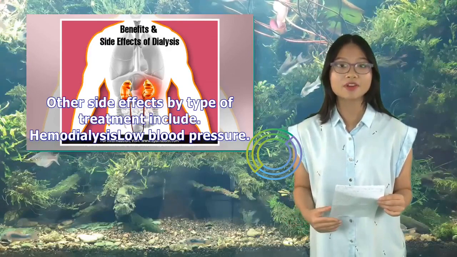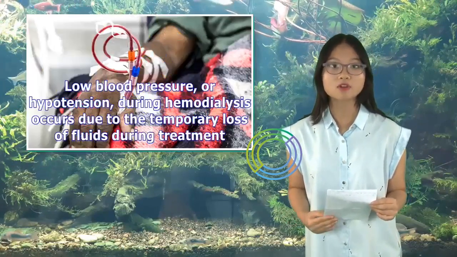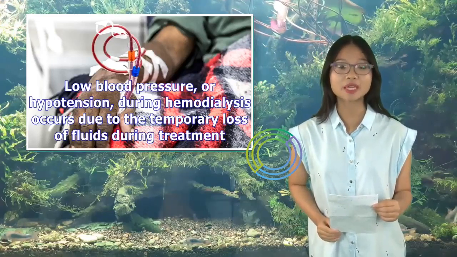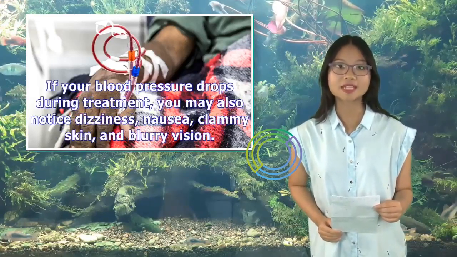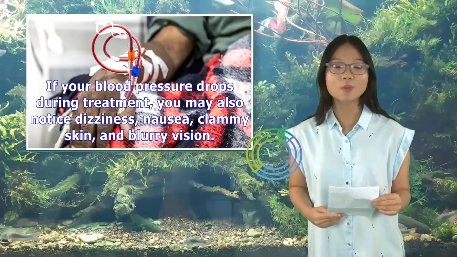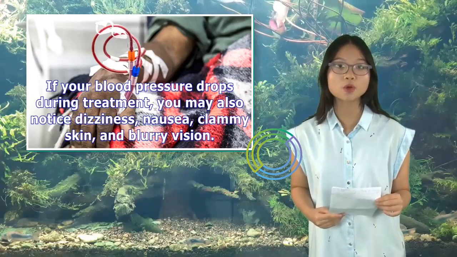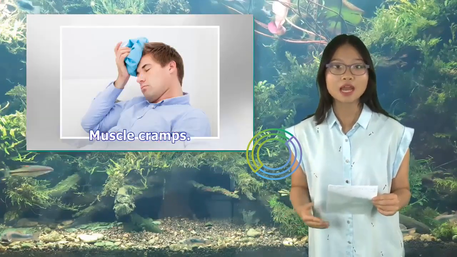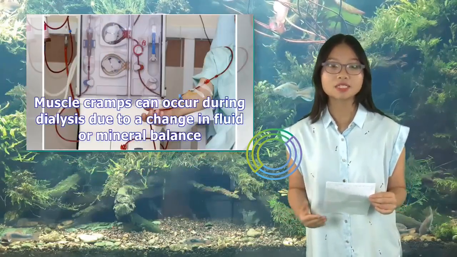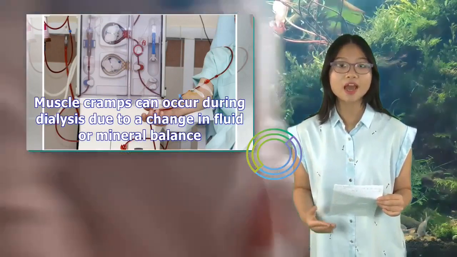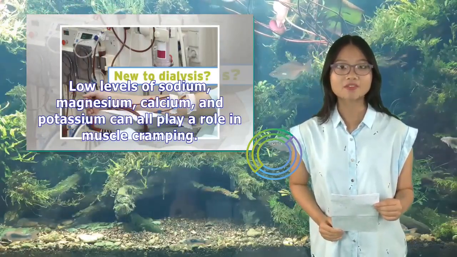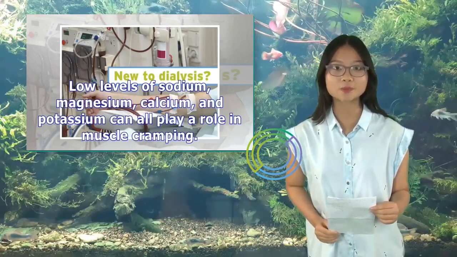Low blood pressure. Low blood pressure, or hypotension, during hemodialysis occurs due to the temporary loss of fluids during treatment. If your blood pressure drops during treatment, you may also notice dizziness, nausea, clammy skin, and blurry vision. Muscle cramps. Muscle cramps can occur during dialysis due to a change in fluid or mineral balance. Low levels of sodium, magnesium, calcium, and potassium can all play a role in muscle cramping.